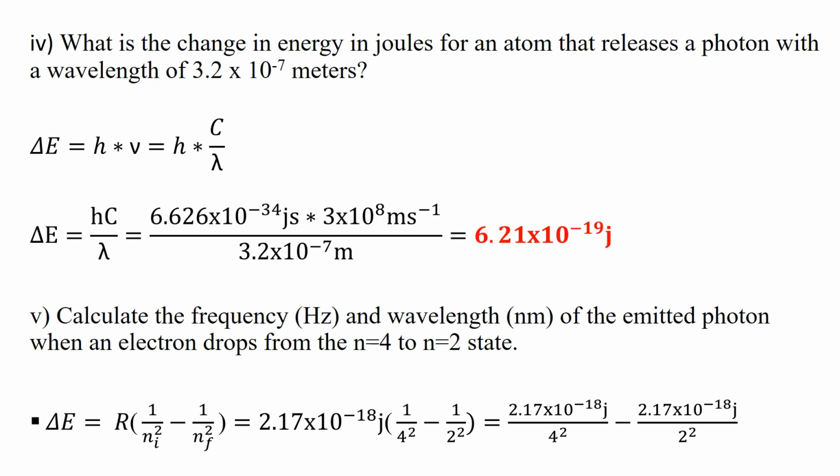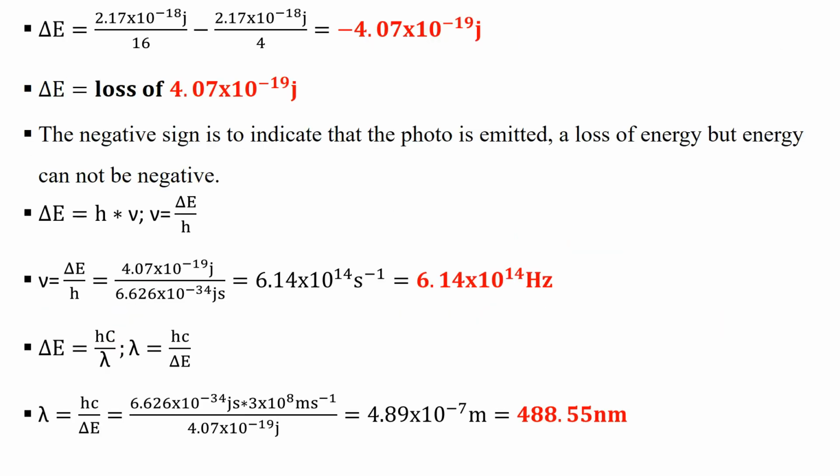After calculating the change in energy, we know that the change in energy is equal to the Planck constant times the frequency. So we get the frequency. After getting the frequency, we can calculate the wavelength. Replacing the values, the change in energy is equal to minus 4.07 times 10 to the power negative 19 joules. This negative does not mean that the energy is negative, but it is an indication that the energy is lost.